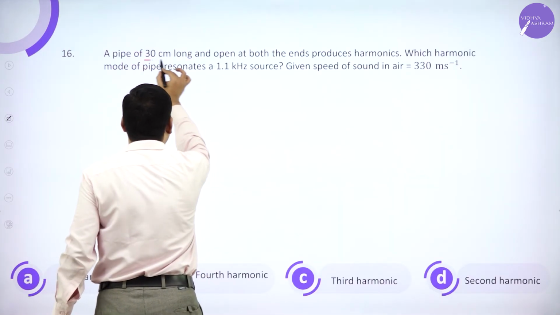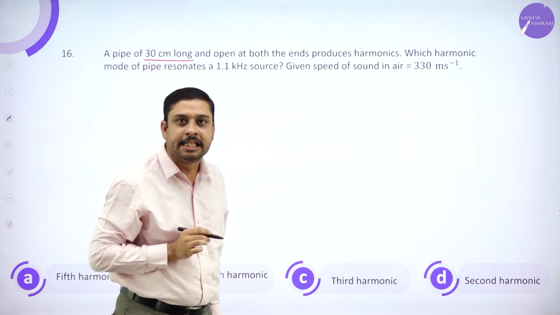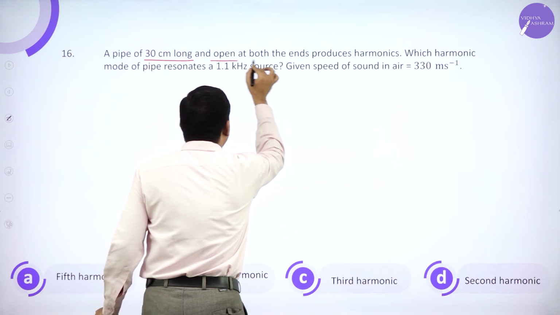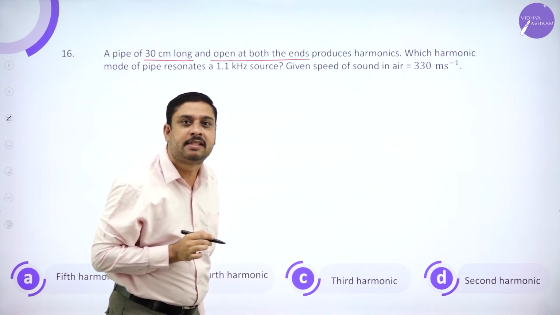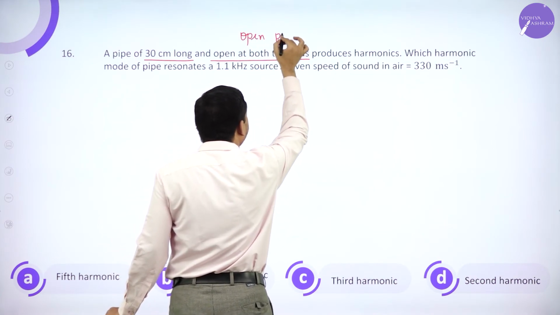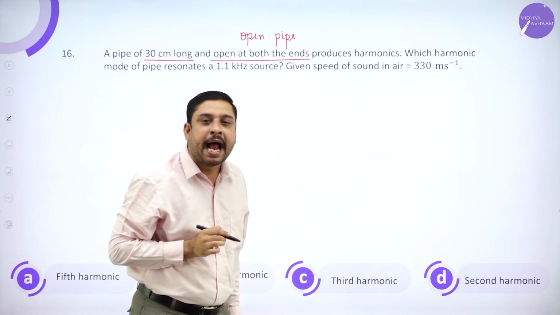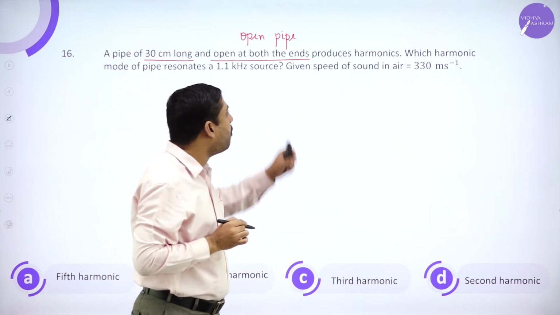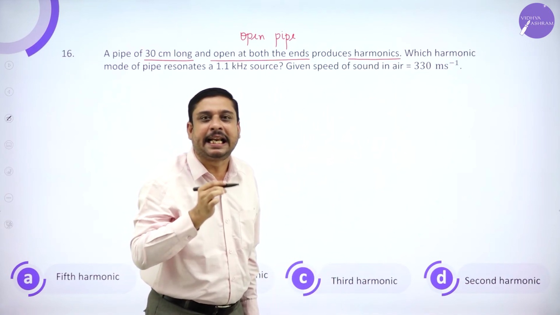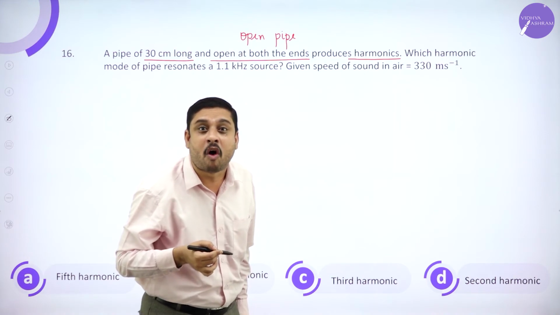A pipe 30 centimeter long. There is a pipe 30 centimeter long, which is open at both the ends. Andre, it is an open pipe. Very clearly, the pipe is opened at both the ends. Open pipe produces harmonics, integral multiples of the fundamental frequency, resonance, harmonics ಅಂತ ಓದಿರ್ತೀರಾ.